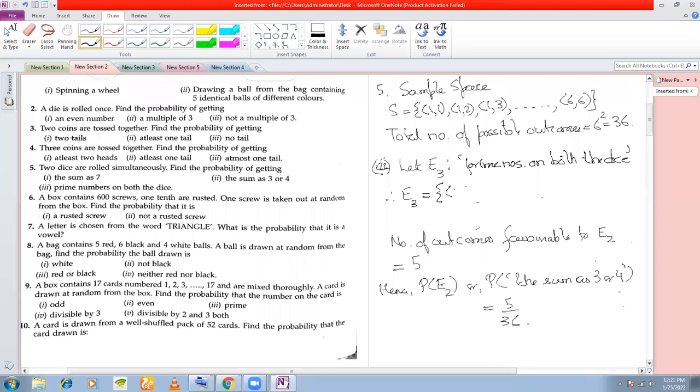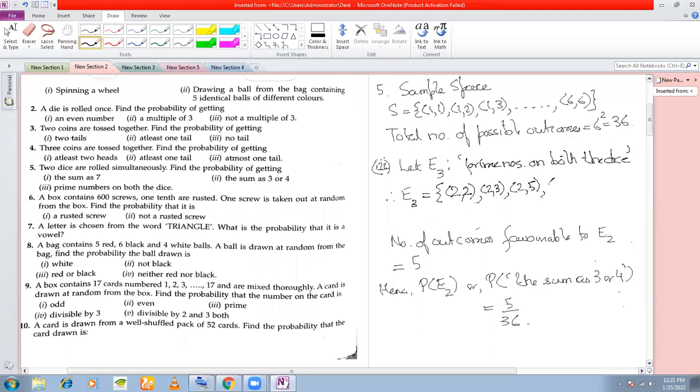First of all, 1, 2. 1 is neither prime nor composite, so you cannot take 1. So 1, 2, 1, 3, 1, 4, 1, 5, 1, 6 are all out because 1 is neither prime nor composite. First one is 2, 2, right? 2 is an even prime. Next, I can have 2, 3 and 2, 5.